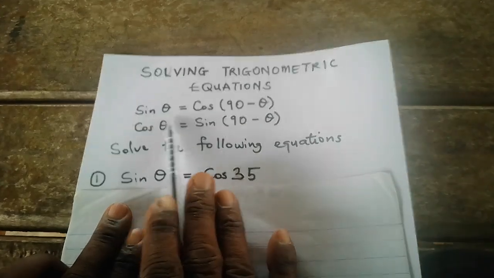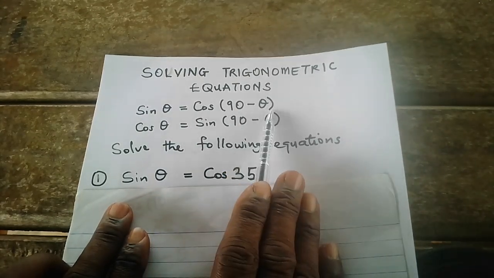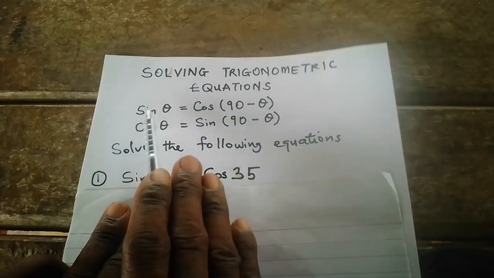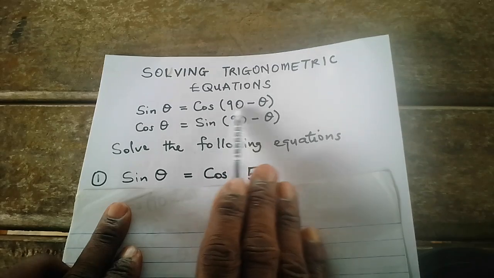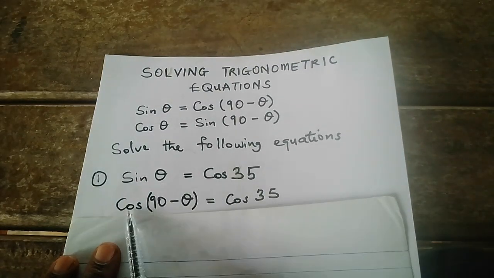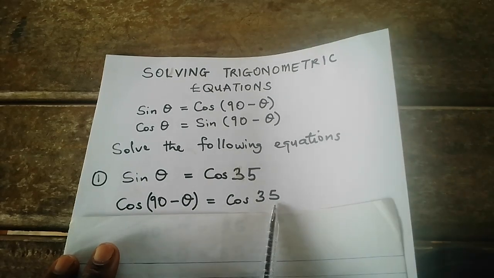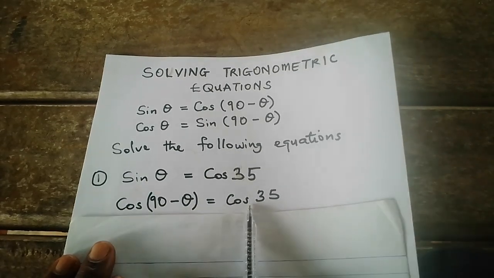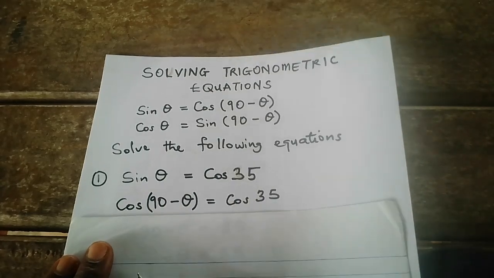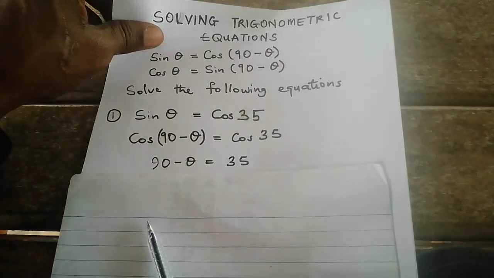Now looking at these identities, we have sine theta equals cos 90 minus theta. So to make this look the same, in place of sine theta, I'll put cos 90 minus theta, which should be equal to cos 35. Now you realize since we have cos here, this cos and cos can easily be cancelled out. So you are left with what? 90 minus theta equals 35.